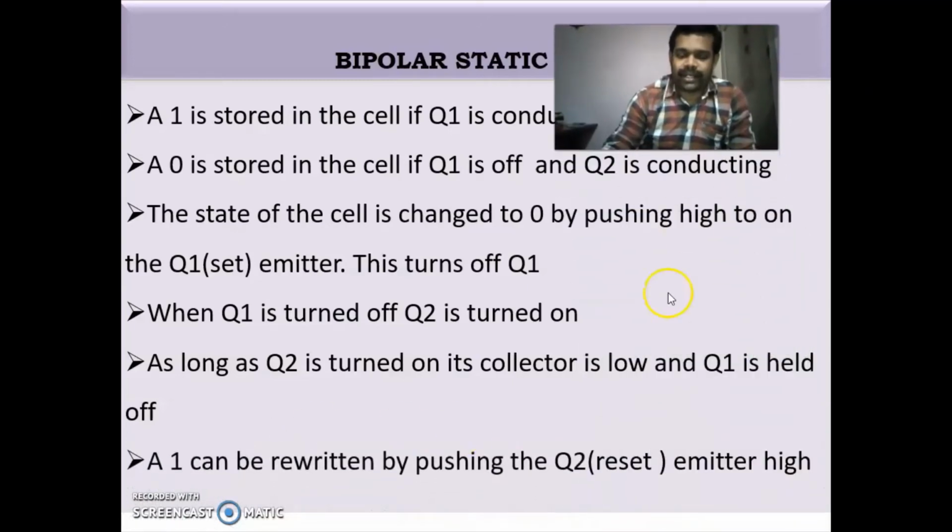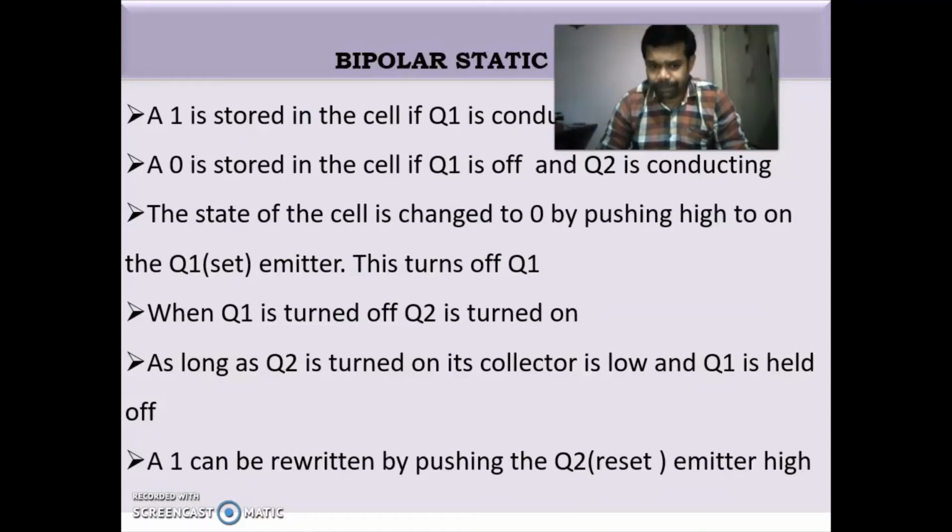A 1 can be rewritten by pushing the Q2 emitter high. If you give 1 to the emitter of Q2, then Q2 will become off. Whenever we give a high to a particular transistor, it will become off. If you give a high to Q1, Q1 will be off. If you give 1 to Q2, Q2 will become off. If Q2 becomes off, Q1 will become on, and if Q1 is on, then automatically a 1 will be stored. So a 1 can be rewritten by pushing the Q2 emitter high.